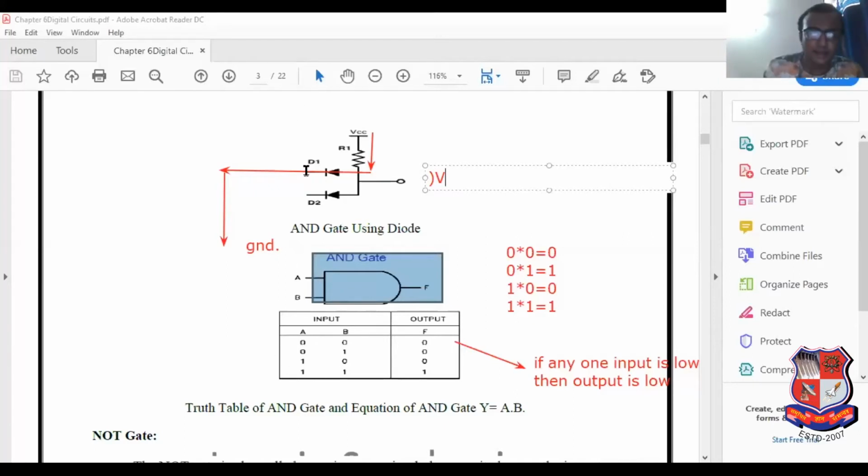Similarly, you can understand the other case. If we apply 0 0 here, then both currents flow like that. So here we cannot get output, so output is 0 volt. So it is known as the simple AND gate function.